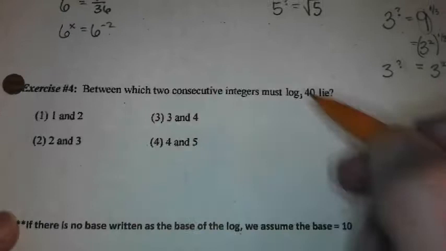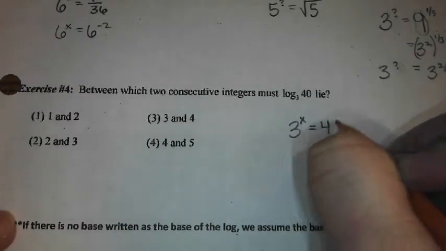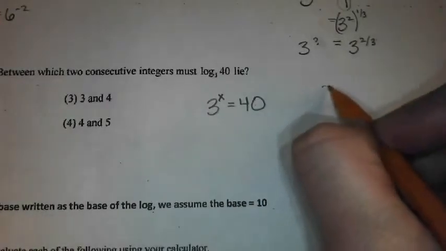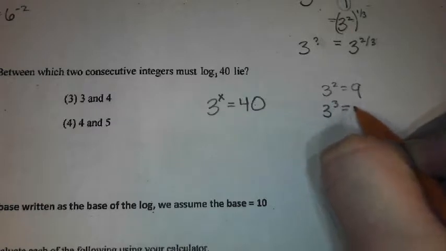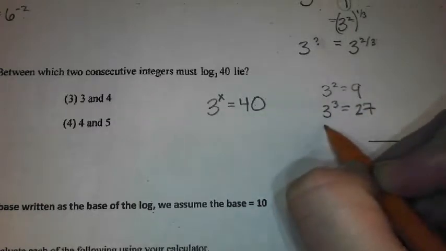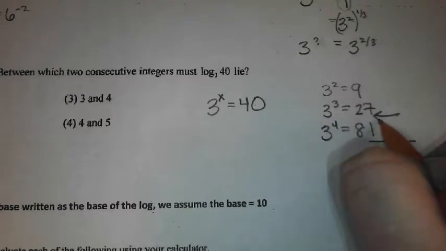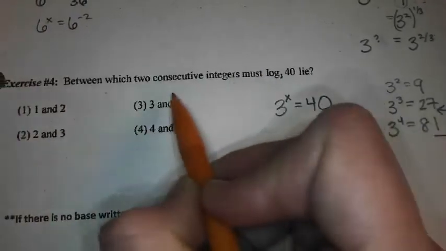Okay? So, essentially, we're trying to figure out 3 to what power equals 40. Now, it's not going to work out exactly, is it? But they don't want it to. They're saying between what two integers must it lie? So, you kind of figure that 3 squared is 9. 3 to the 3rd is 27. 3 to the 4th is 81. So 40 would have been in there, right? So our exponent has to be between 3 and 4.